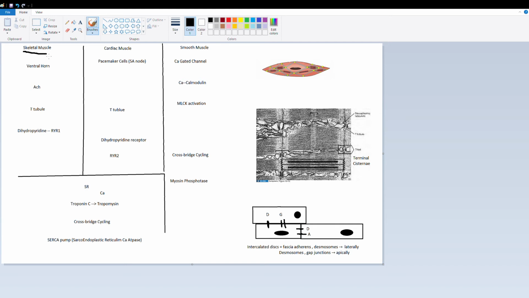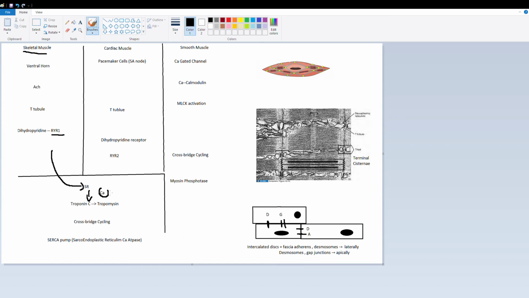So skeletal muscle we've covered already. We have our action potential coming down from our brain to our ventral horn, then our ventral horn sending out motor neuron axon to our muscle where acetylcholine is released. Then the acetylcholine depolarizes the muscle cell, and this depolarization travels down the T-tubule where dihydropyridine is depolarized and changes its conformation, and this dihydropyridine is linked to a ryanodine receptor or an RYR1 receptor, and the RYR1 then changes its conformation and allows calcium to flow out of the sarcoplasmic reticulum.